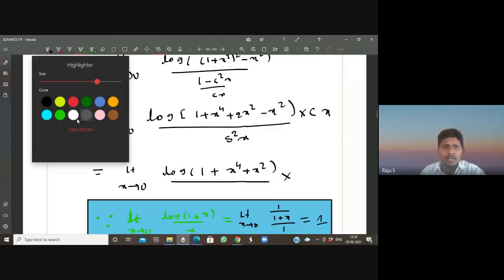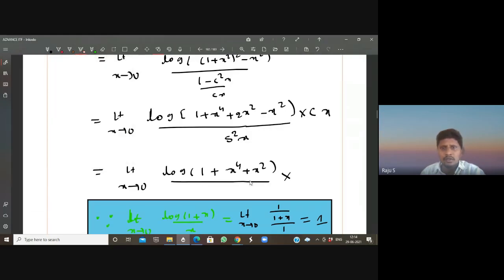I want to take x square plus x power 4. I want to multiply with x power 4 plus x square. So x power 4 plus x square, then sine square x into cos x will be there, into cos x finally.